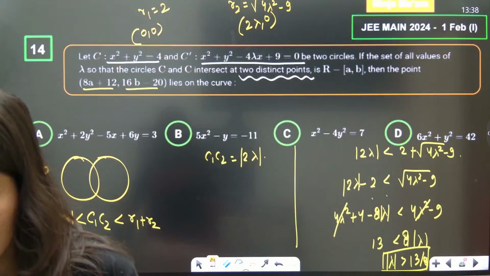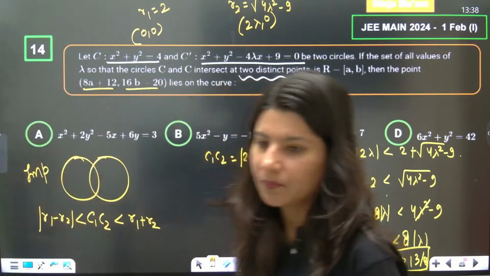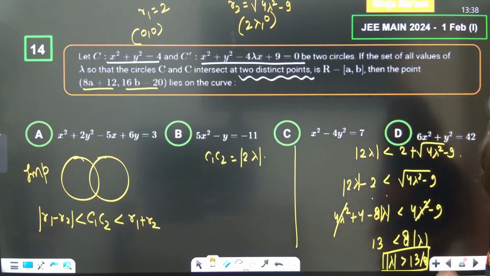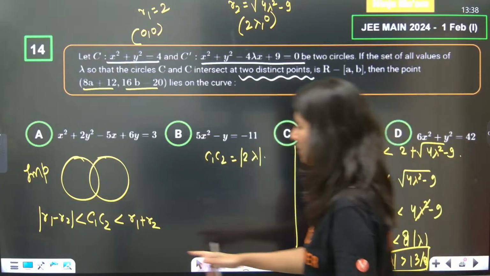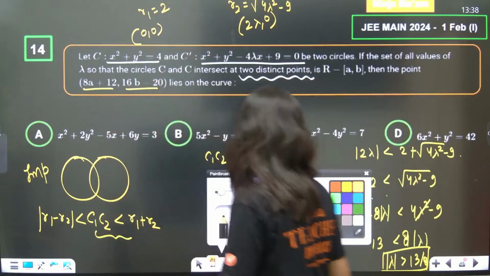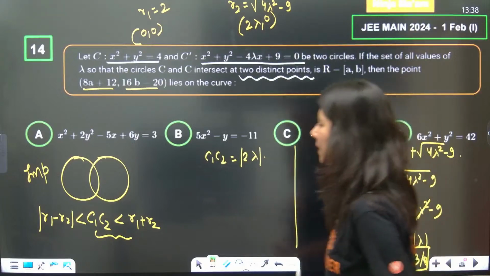Is it correct now? Right? I think mod lambda is this. This is the very first inequality of this type. Now let's talk about this left inequality, mod R1 minus R2.